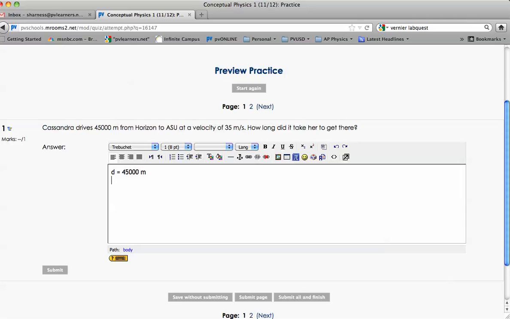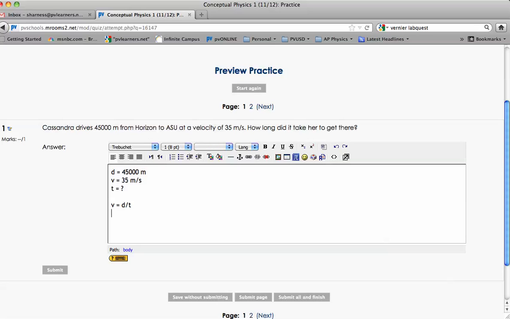And then from Horizon to ASU at a velocity of 35 meters per second. Since that's my velocity, I'm going to give that as V equals 35 meters per second. And it says, how long did it take her to get there? So T equals, and I put a question mark. Now, the next thing we need to do is pick an equation. The equation that you're going to be using is velocity equals distance divided by time.